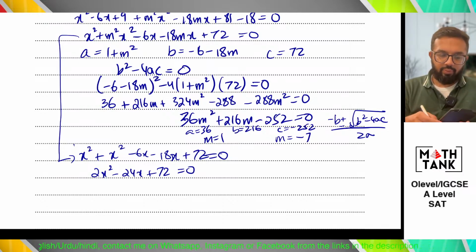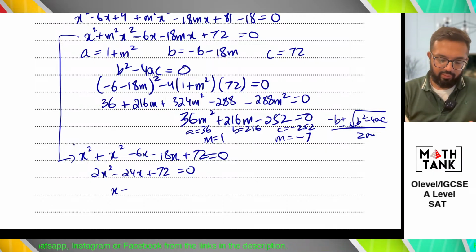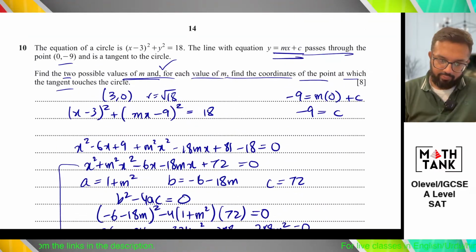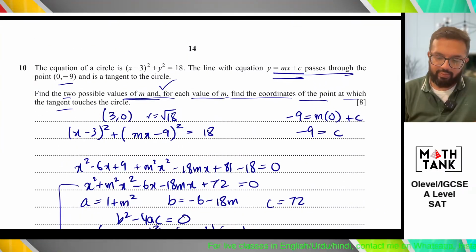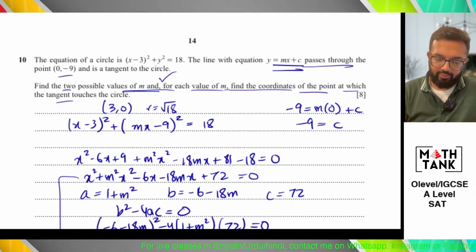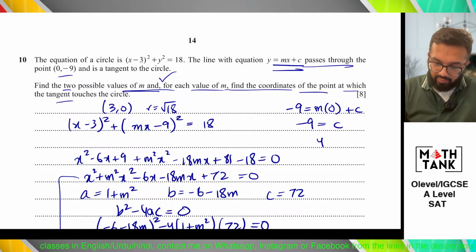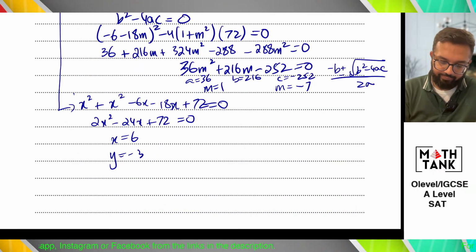Okay, so 2, minus 24, and same for this as well. I'm just a little reluctant to write that here. x equals 6. y equals 1x minus 9. So 6 minus 9 gives me minus 3.